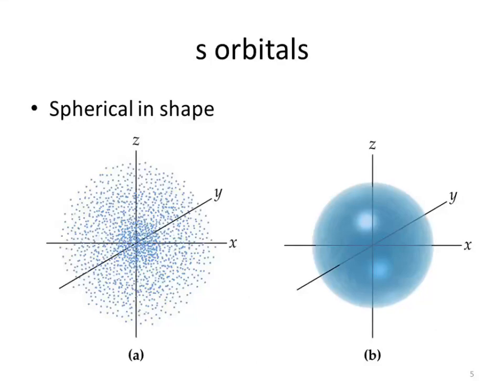Okay, let's start off with our S orbitals. S orbitals only have one spatial orientation. They are just simply spherical in shape. So in picture A here, we've got the probability dots. In picture B, we just have a probability mapping. And so we get higher color in the center, less color on the edges. So we have more probability of finding an electron closer to the center of the orbital.